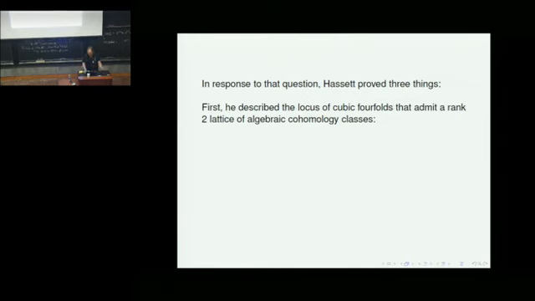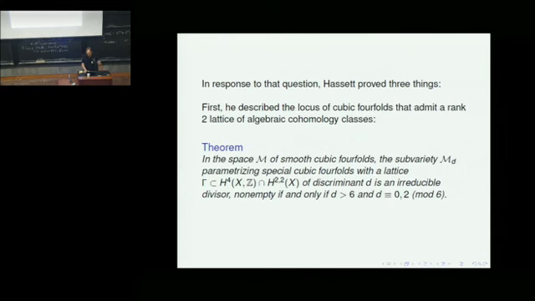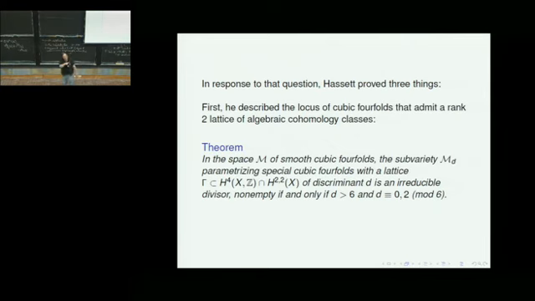He says, if you look at the lattice with discriminant D, you get an irreducible hypersurface in the space of all cubic fourfolds exactly when D is congruent to 0 or 2 mod 6 and is strictly bigger than 6. So the picture is that we have the space of cubic fourfolds, and we have now a collection of hypersurfaces indexed by the possible values of the discriminant D, and they give us all cubic fourfolds that have at least a rank 2 algebraic cohomology group.